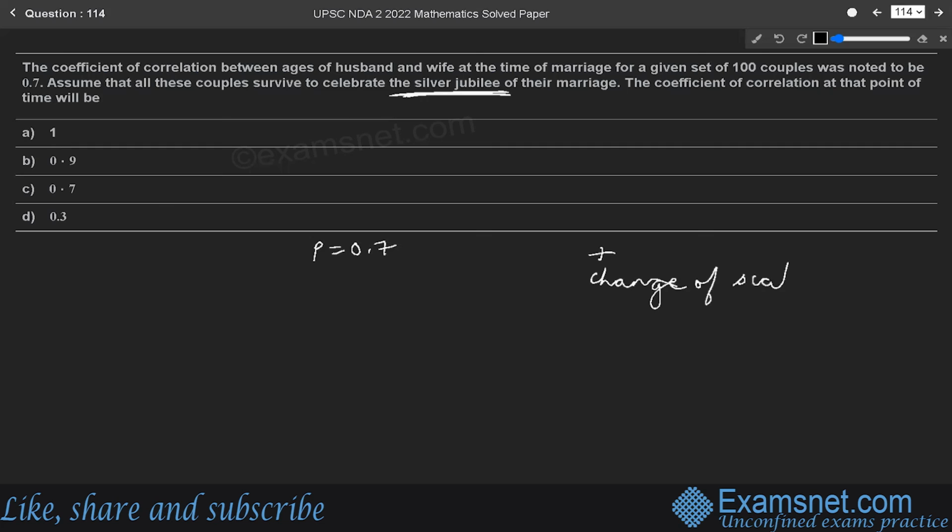And we know that if there is a change of scale, then the coefficient of correlation is not affected. The coefficient of correlation is not affected by any change of scale or any change of the origin. So the value will remain same, which is 0.7, because there will be no effect of change of scale. Therefore, the correct answer is option number C here.